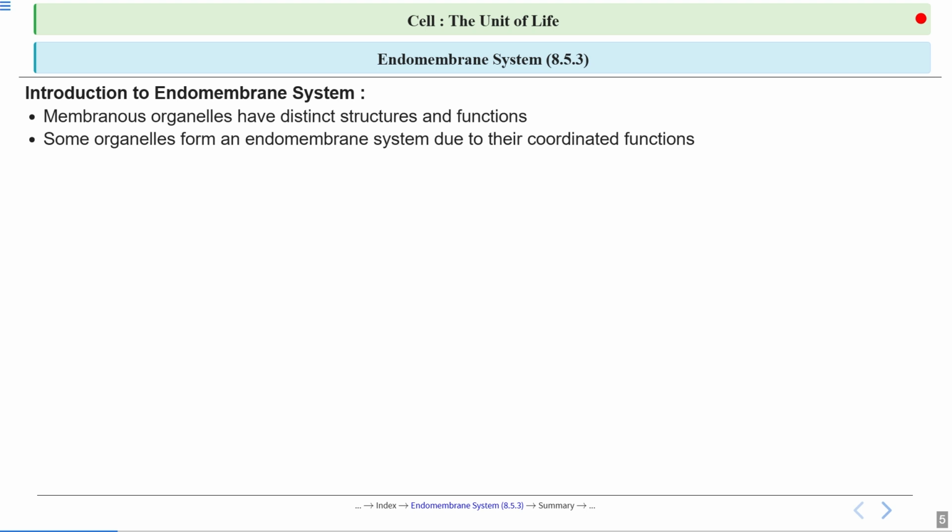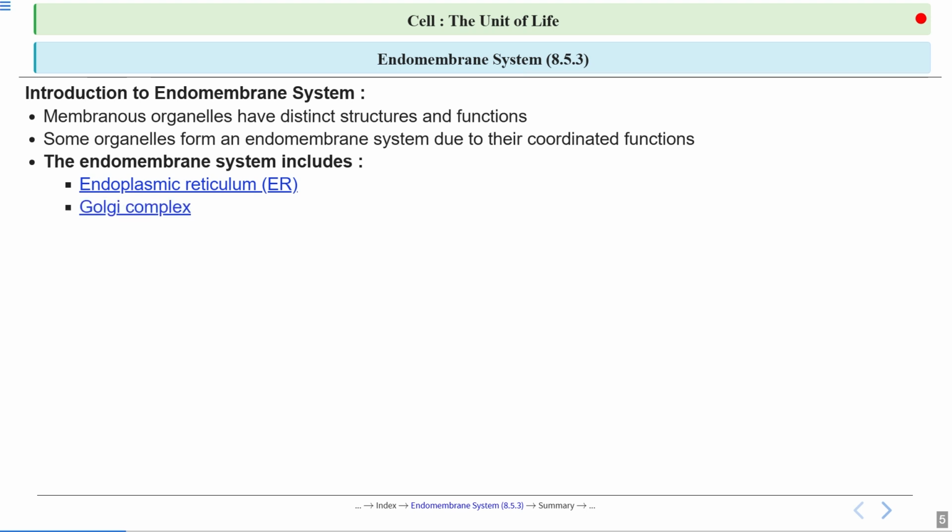When a system is formed, the components of the system coordinate with each other. So organelles in the endomembrane system coordinate with each other to form this endomembrane system. Now, what are the organelles which form this endomembrane system? The endomembrane system includes endoplasmic reticulum, Golgi complex, lysosomes, vacuoles.